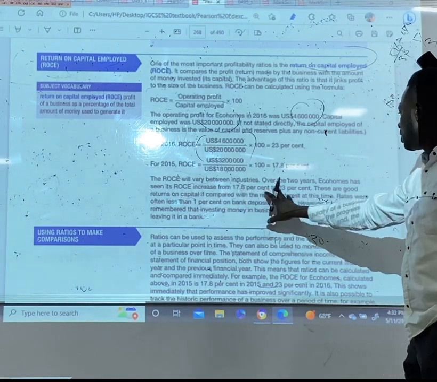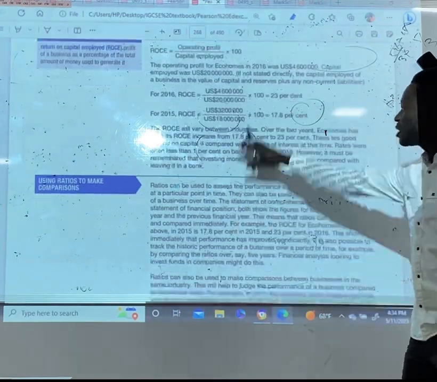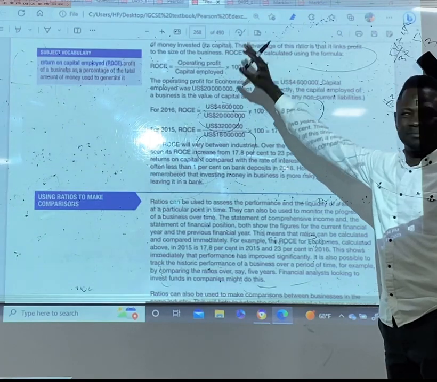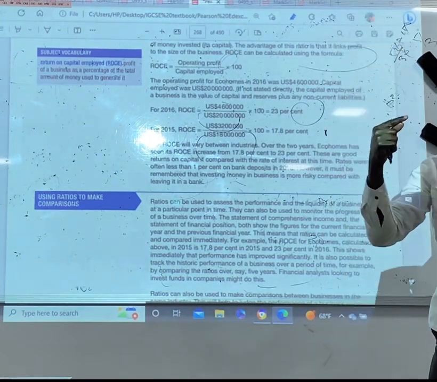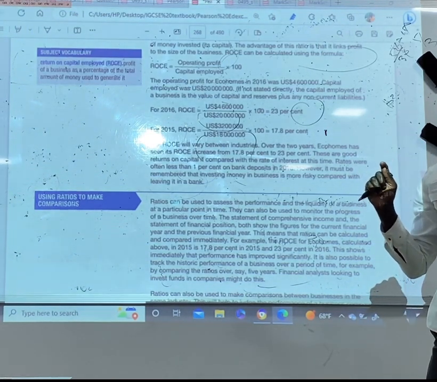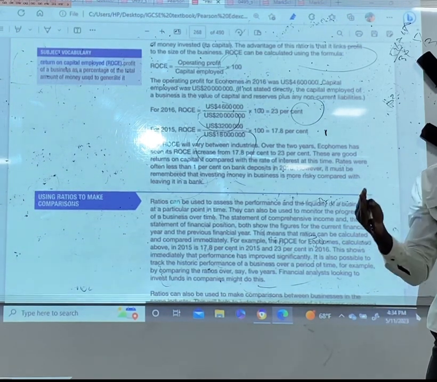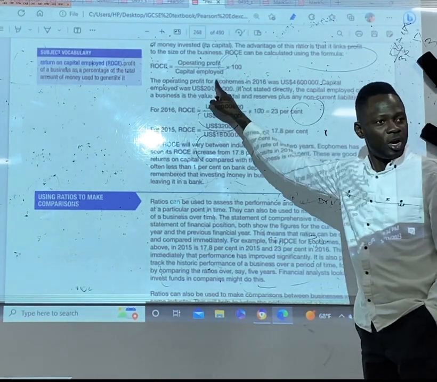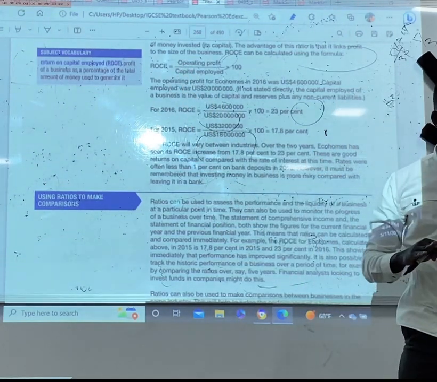The ratios will vary between industries over the 2 years. Okay, let's see. Let's talk about this. Let's go down, please. I think you understand the formula. Yes. The amount of money you put into the business, the operating profit. From where do you get your operating profit? Gross profit minus your administrative expenses. Gross profit minus your administrative expenses divided by capital employed gives you your return on capital employed.